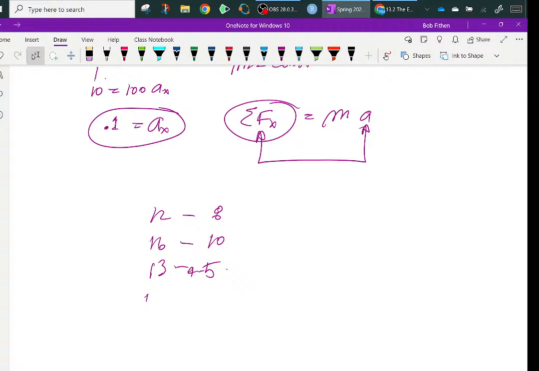Let's see if we can make it work. Uh-oh. Technology issues. Oh, now it's working again.